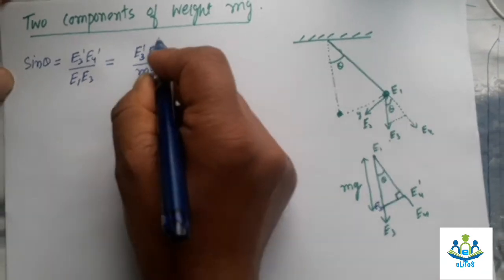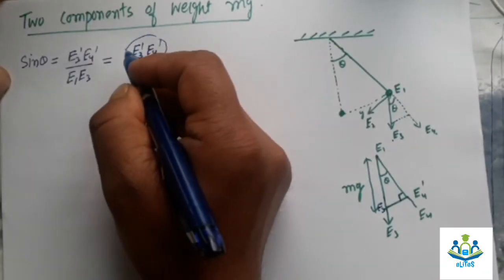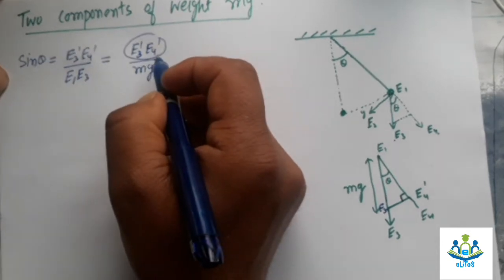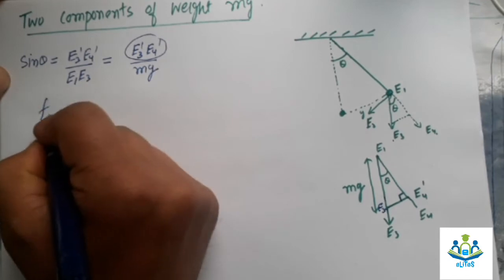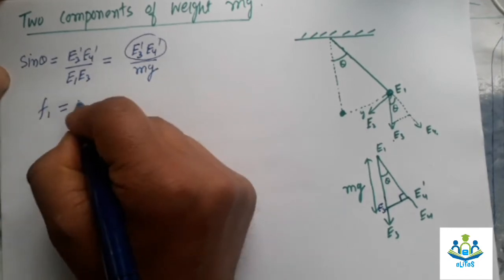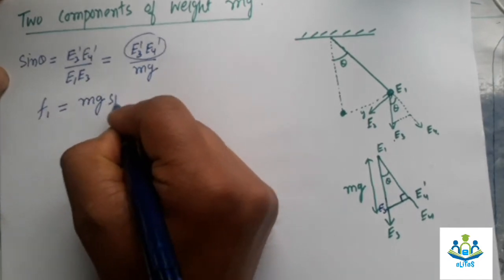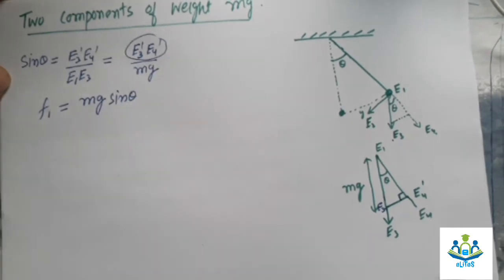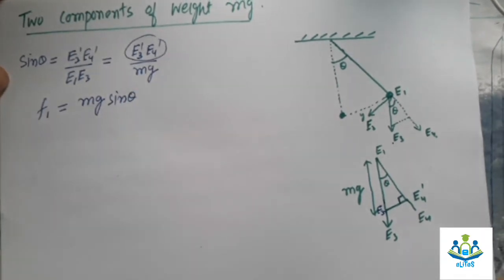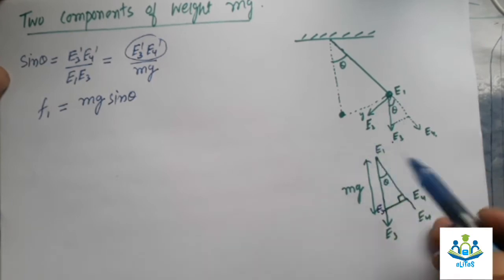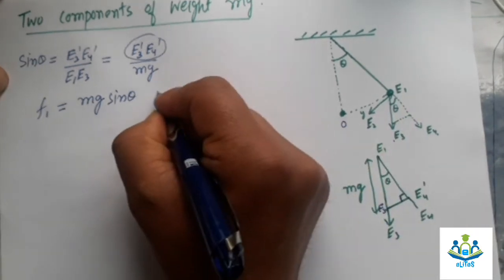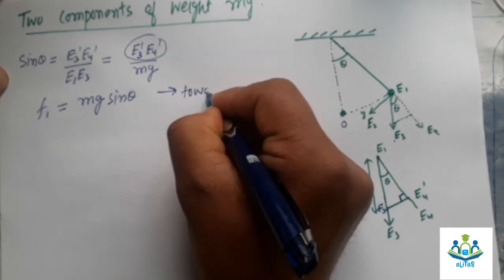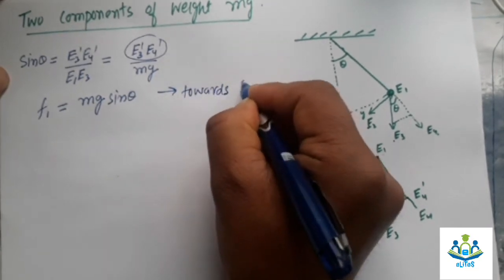Then this is the component of the weight. This is the vertical component of force. Let me write it as F1. It will be mg sine theta. And the direction of this will be towards the origin.